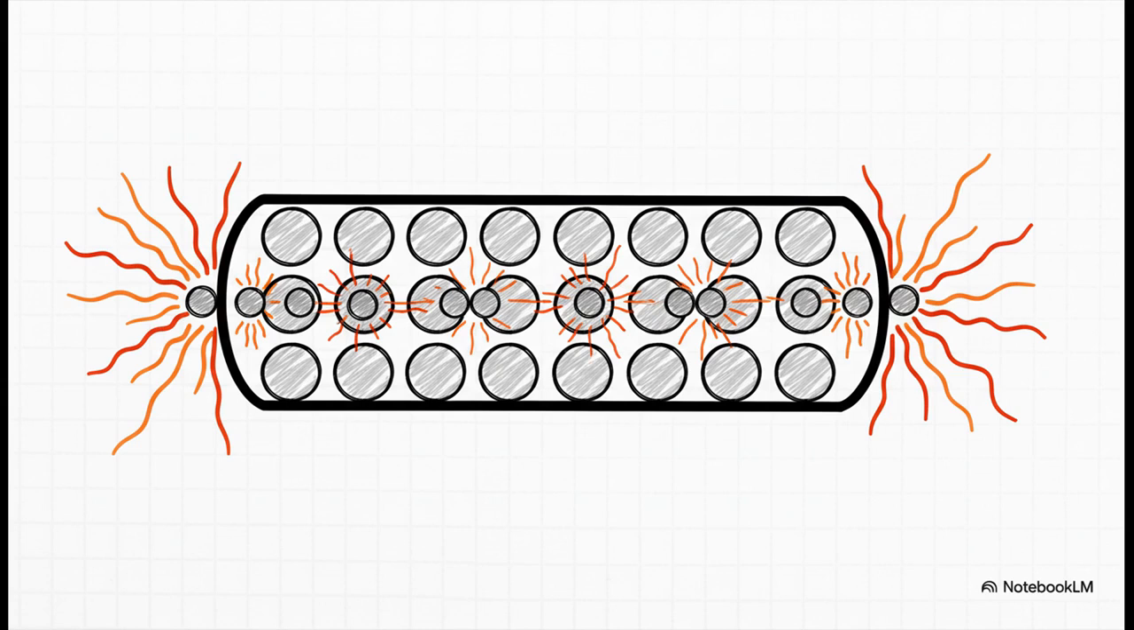Now remember that electrical friction we called resistance? Well, what happens when you rub your hands together? They get warm, right? Friction creates heat. It's the exact same idea here. As all those electrons bump into atoms inside the wire, they create heat. It's just an unavoidable side effect of moving electricity around.